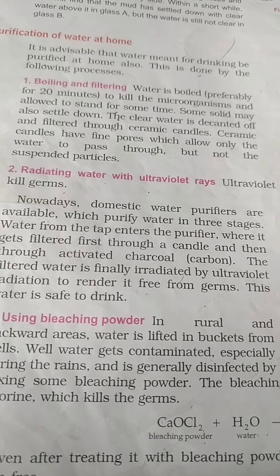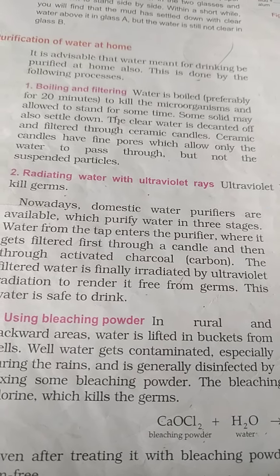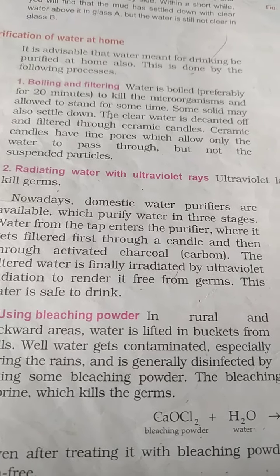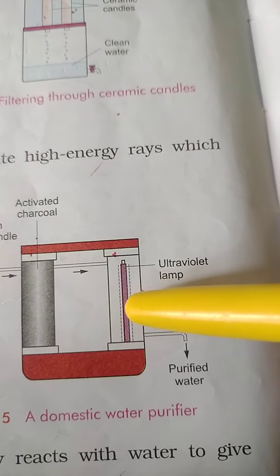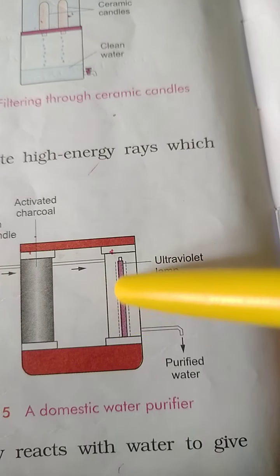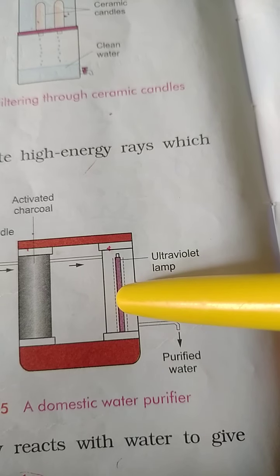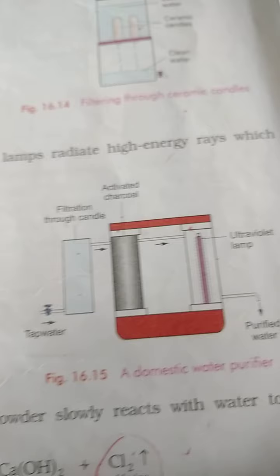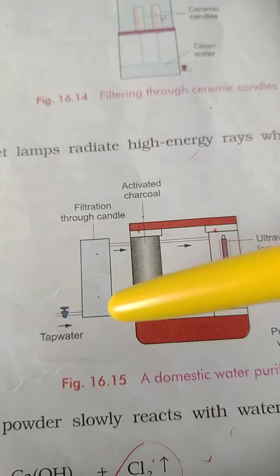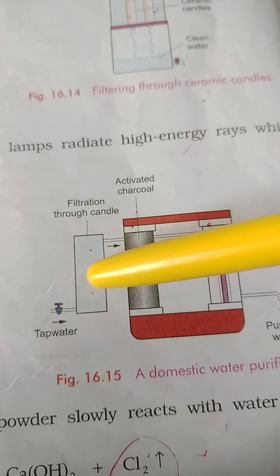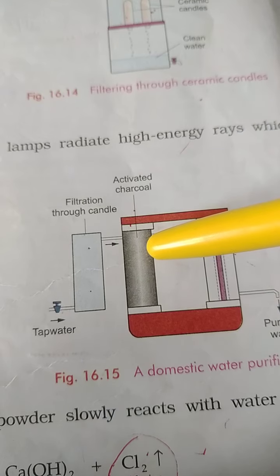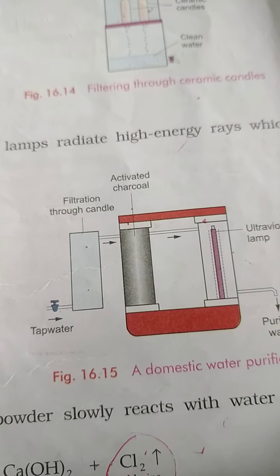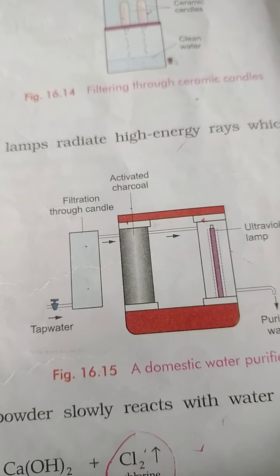The filtered water is finally irradiated by the UV radiations to render it free from germs. Now this filtered water goes through the UV lamp where it kills the germs and we get purified water. So in 3 stages, firstly it goes through the candle, then to the activated charcoal and then to the UV lamp. Is it clear?